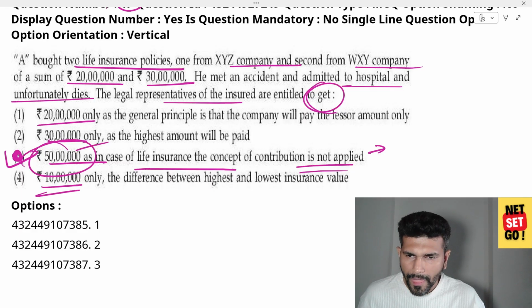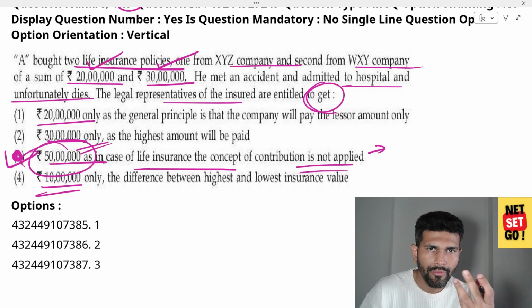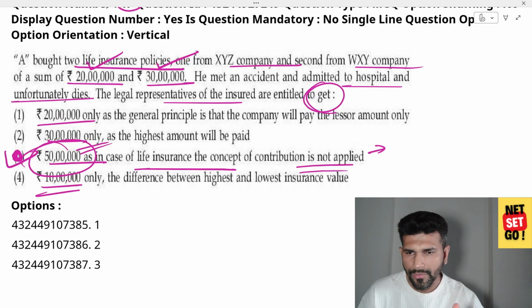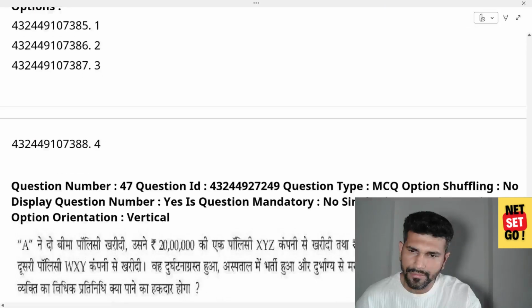So the full amount of 50 lakh rupees, 20 lakh plus 30 lakh, will be received because life is not valued in money measurement. Life is not valued in terms of money. So the legal representative will get the full amount.